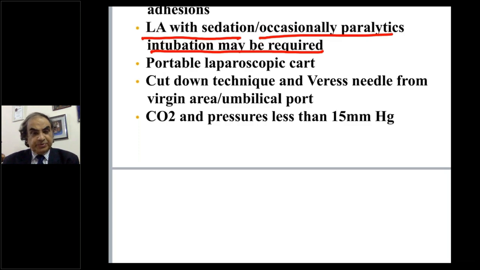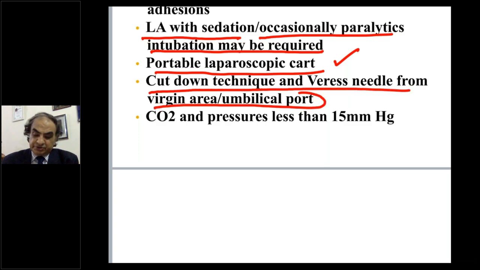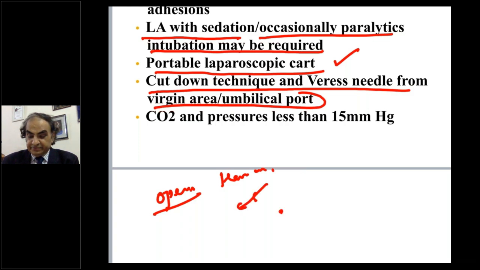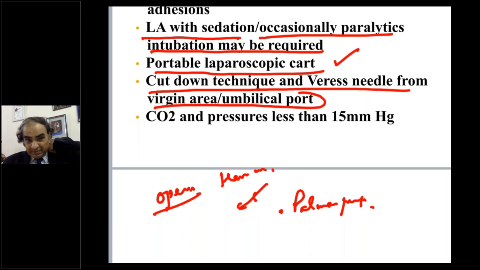And you need a portable laparoscopic cart, which is available. Most laparoscopic carts today are portable, but they should be able to go to the ICU and should be available there. Cut down technique and Veress needle from virgin area, umbilical port. So do not commonly use the open or the Hassan techniques here. We need to create a good pneumoperitoneum, and Palmer's point is a very good idea. That is about 4 to 5 centimeters below the left costal margin in the midclavicular line, because if at all you damage it, something minor, the stomach or something, can be managed. It escapes most things. So, caution.